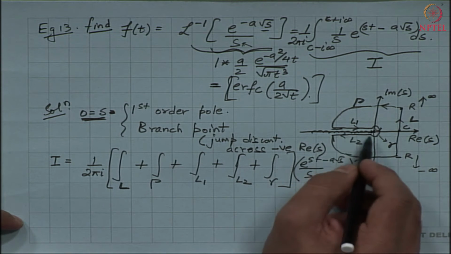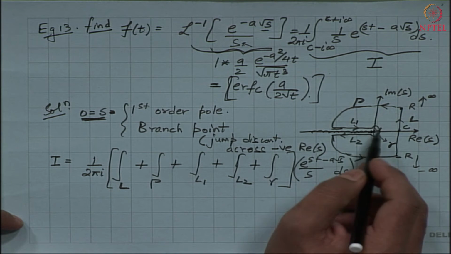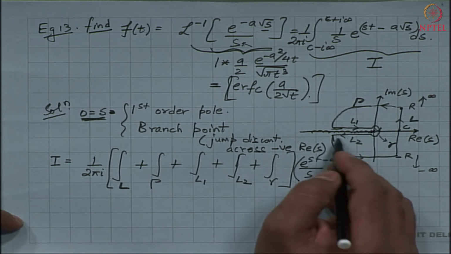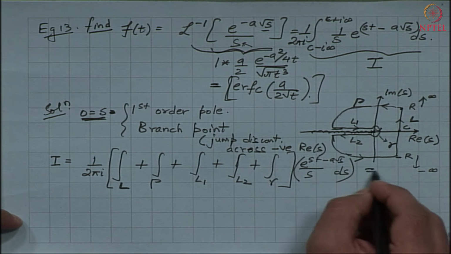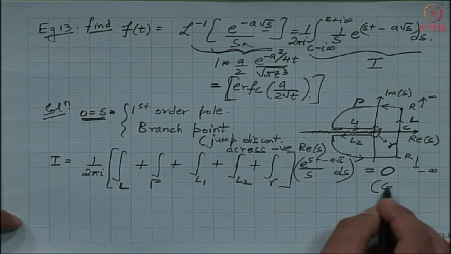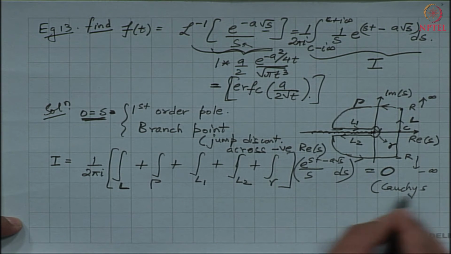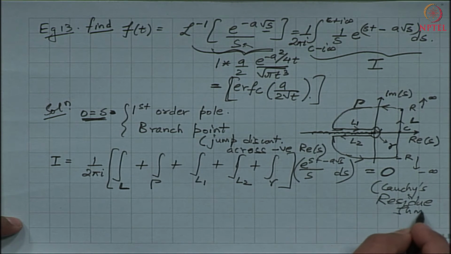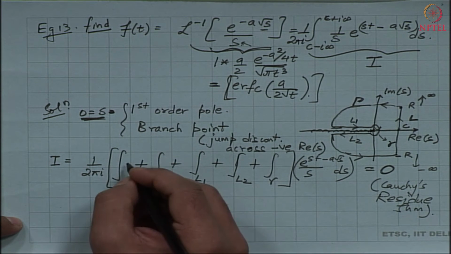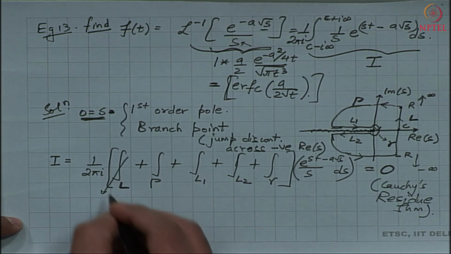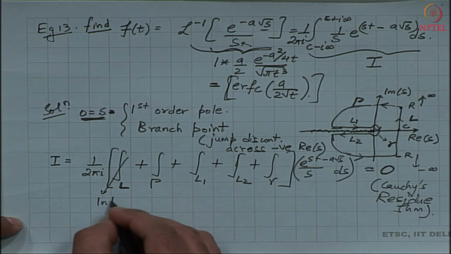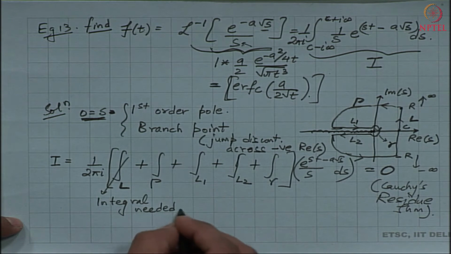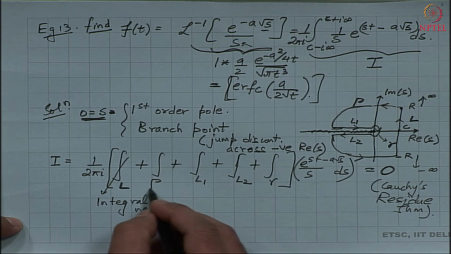Now, Cauchy's residue theorem says that since this function is analytic inside this closed curve, because there is no singularity as such, we have avoided the singularity, this integral must give us 0. This is by Cauchy's residue theorem, the direct application of that theorem. Okay. So, I know that this is the integral needed for us to solve. Okay. Now, let us look at this integral, the second one.